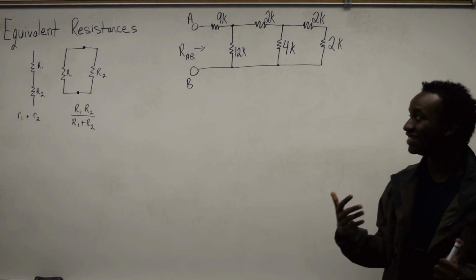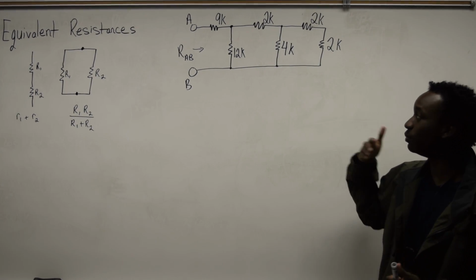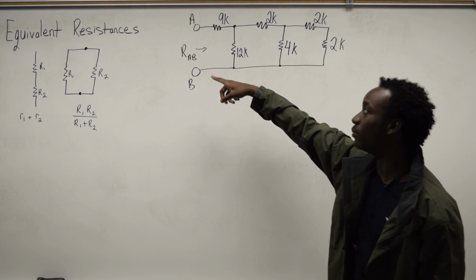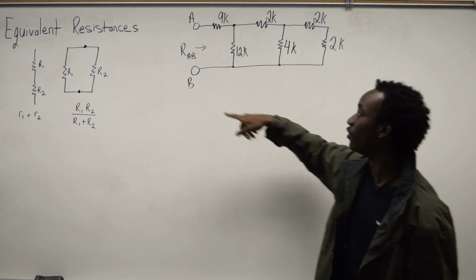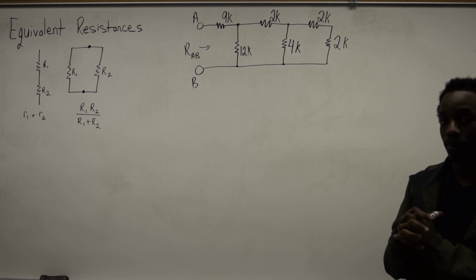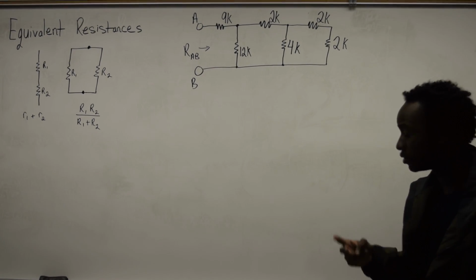Equivalent resistance is pretty much when you will be given a circuit as such, and they want to know what is the resistance from terminals A and B. So what we're going to do is combine multiple resistors in two ways.